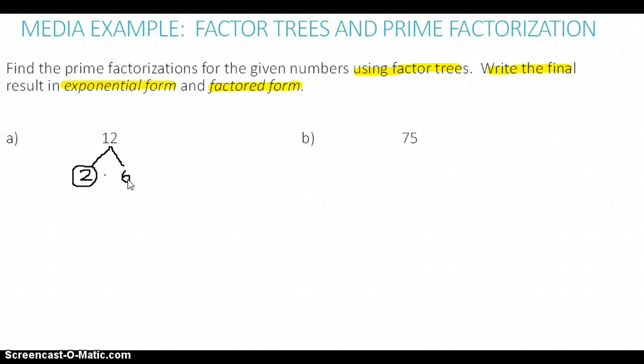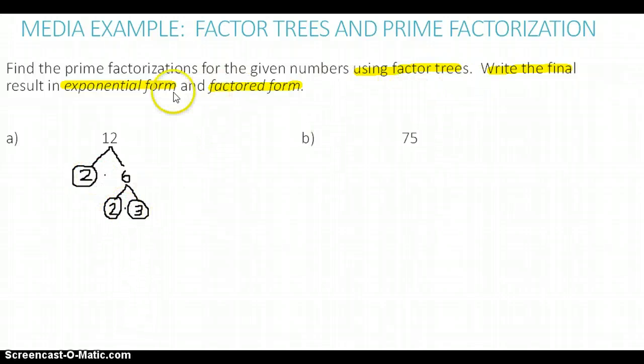Now let's factor 6 further. Well, 6 is even, and it equals 2 times 3. And both 2 and 3 are prime, so I'm going to circle them. So I've actually finished this factor tree. You start with your main number, and you keep factoring until all of the branches have primes that are circled.